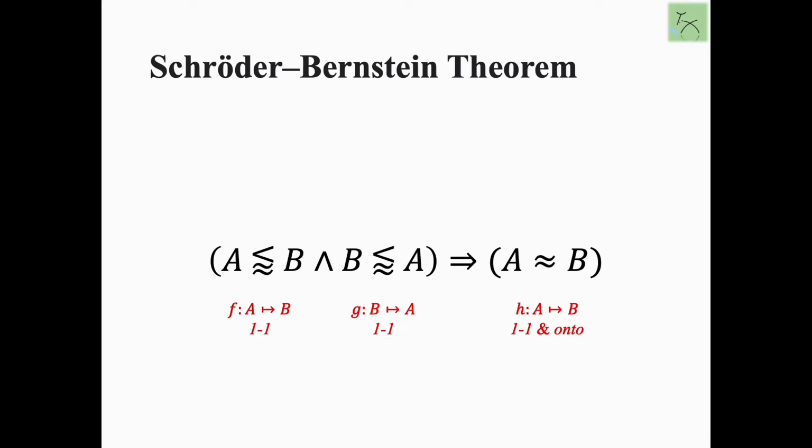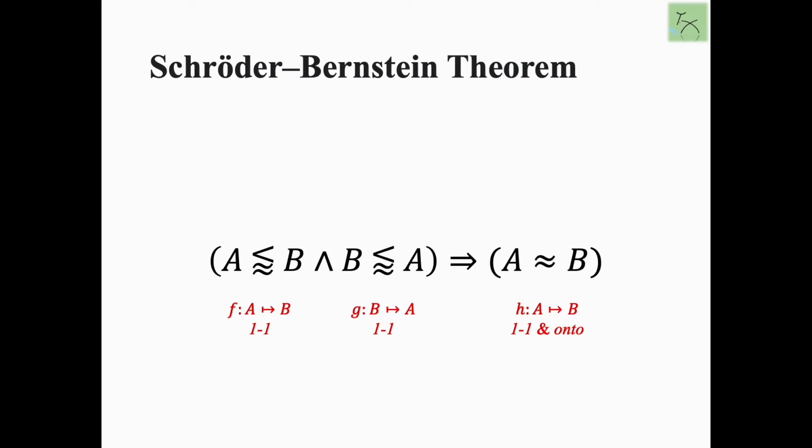From the given conditions, we know that there is a function f from A to B that is 1 to 1. There is also another function g from B to A that is 1 to 1. Our goal is to find another function h from A to B that is bijective. In other words, it is both 1 to 1 and onto the set B.